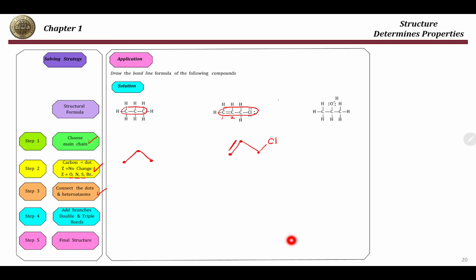Now, with respect to the lone pairs, you can draw them and you can skip them, but you have to know that these usually exist here. Let's move on to the third example. Again, we have 3 carbons, so 3 dots in a zigzag way, connect them by single bonds. And we don't have a double bond or triple bond, but we have an OH group just above carbon number 2. So I will put an OH here and then connect it to this one. And this is how we draw the bond line structure starting from the Lewis structure.